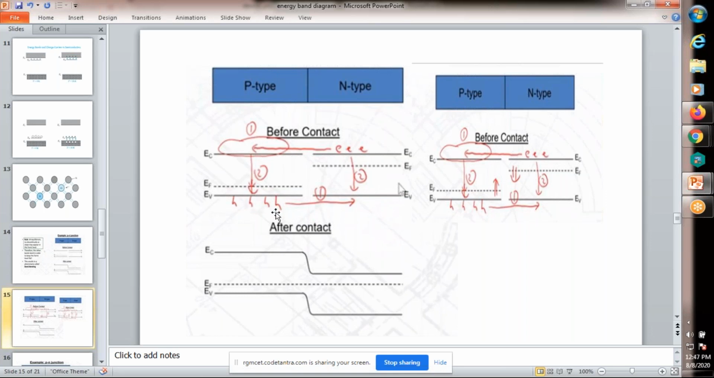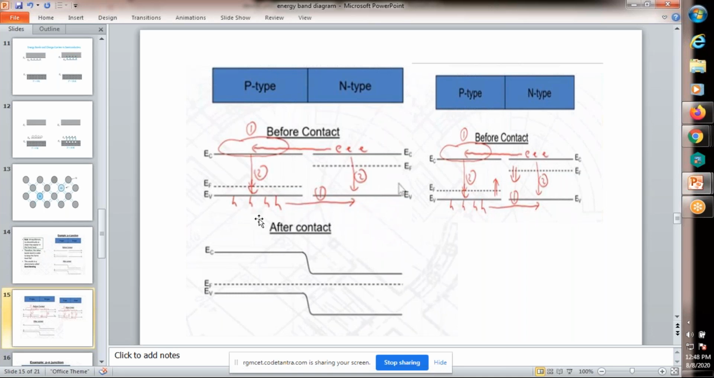Similarly, in p-type, holes are the majority. In n-type, electrons are the majority and holes are almost 0. Initially they diffuse: higher concentration charge carriers diffuse into the lower concentration area. In this area the concentration of holes is more, so holes diffuse into n-type, where holes are the minority. Here few holes are there, here 0 holes are there.